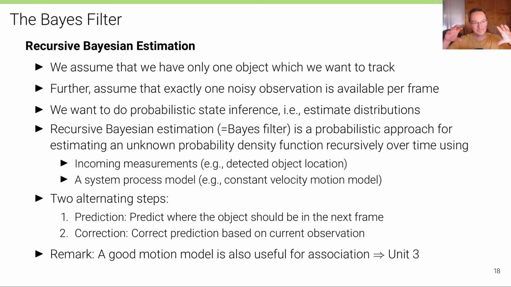But as we are deriving the Bayes filter here for a single object, of course, once we solve the association problem, we can apply this Bayes filter for all objects that we have associated, right? So it doesn't mean that this filter only works for a single object, but without association and considering only a single object, the problem becomes easier to look at.